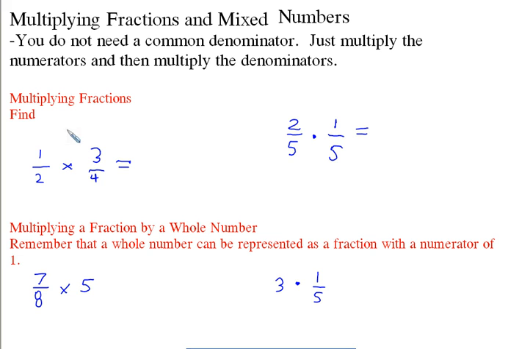So if you look here, what we have here is multiplying fractions. If you were to find this, 1/2 times 3/4, all we do is multiply 1 times 3. That's going to be 3. 2 times 4, 8. It is simpler than adding and subtracting, because all you do is multiply.